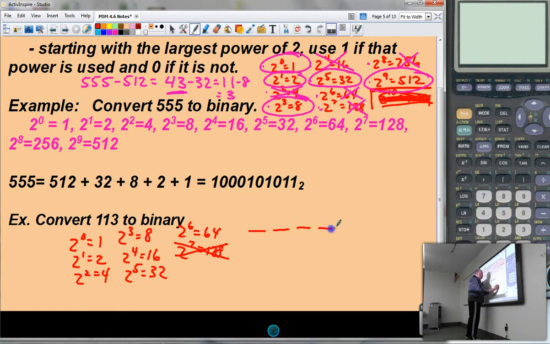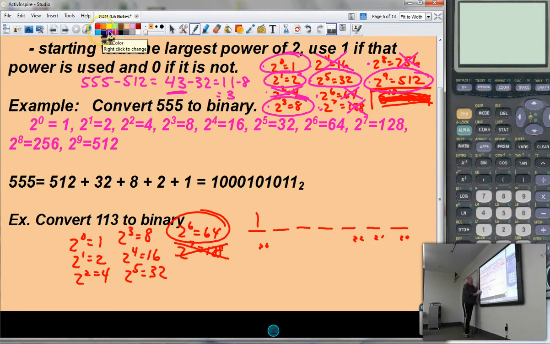So some students will do this. Okay? And then, if I'm looking to the right, this would be the 2 to the 0, 2 to the 1, 2 to the 2nd, all the way out to 2 to the 6. So 2 to the 6, 64, I definitely use. So I'm going to put a 1. Now off to the side here, and I'll change colors, I have 113 minus 64 is 49. So I have 49 left.